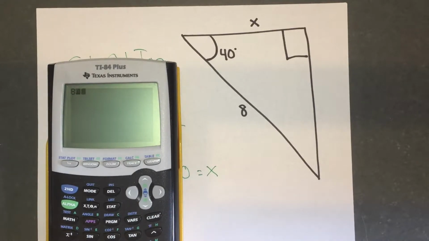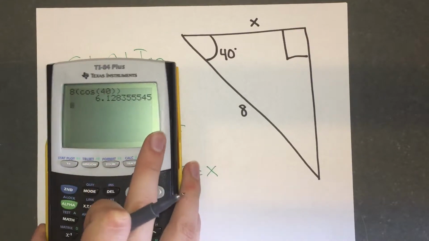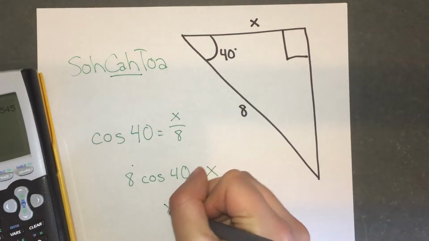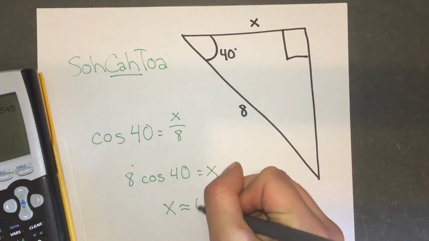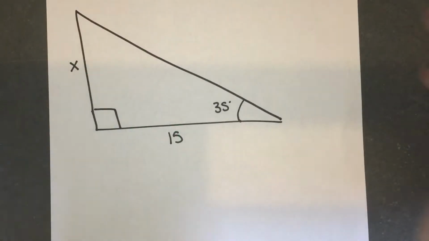So you have 8 times cosine of 40 equals about 6.13. So x equals about 6.13. Here's our next problem.